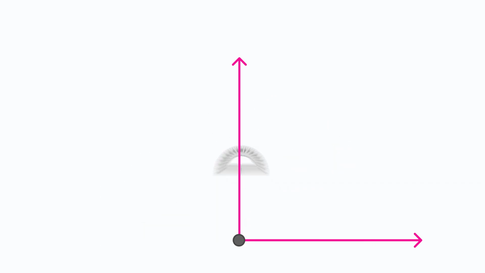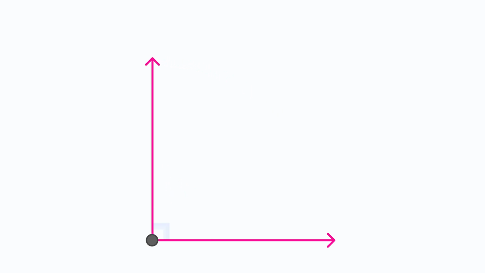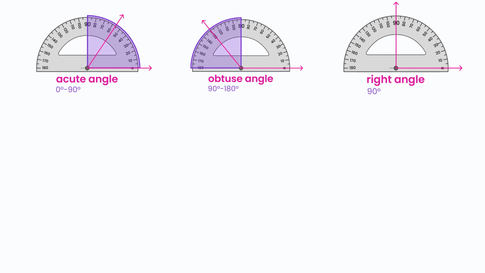In mathematics, angles are denoted using an arc, with one exception. A right angle is denoted using this symbol. Now, let's look at some examples to clarify the differences between these types of angles.